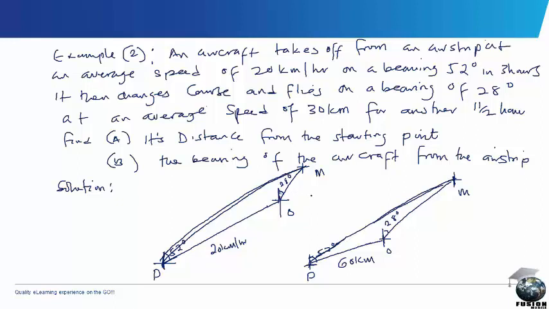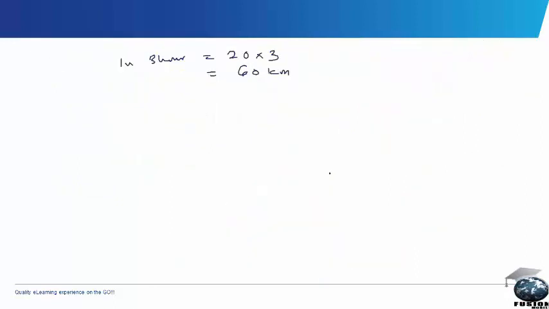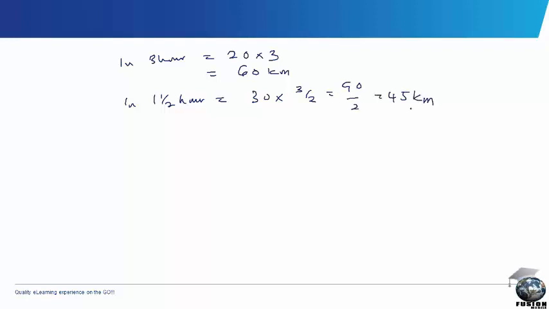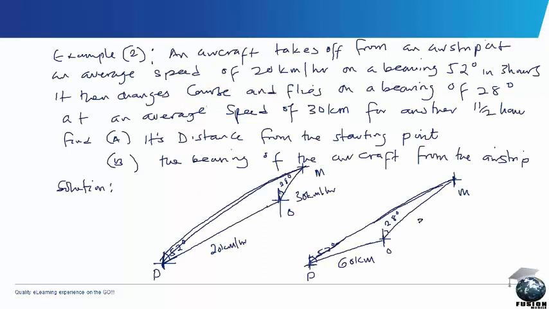At this other point, it says that it flies on a bearing of 28 degrees to another point at an average speed of 30 kilometers per hour, for another 1.5 hours. In 1.5 hours, it will have 30 times 3/2, which gives you 90/2, which is equal to 45 kilometers. And so in 3.5 hours it will travel for 45 kilometers.